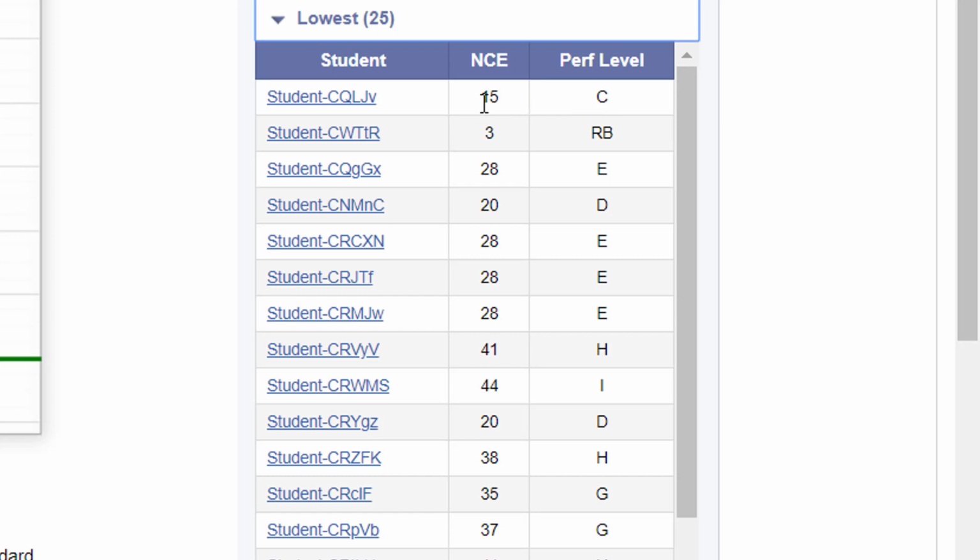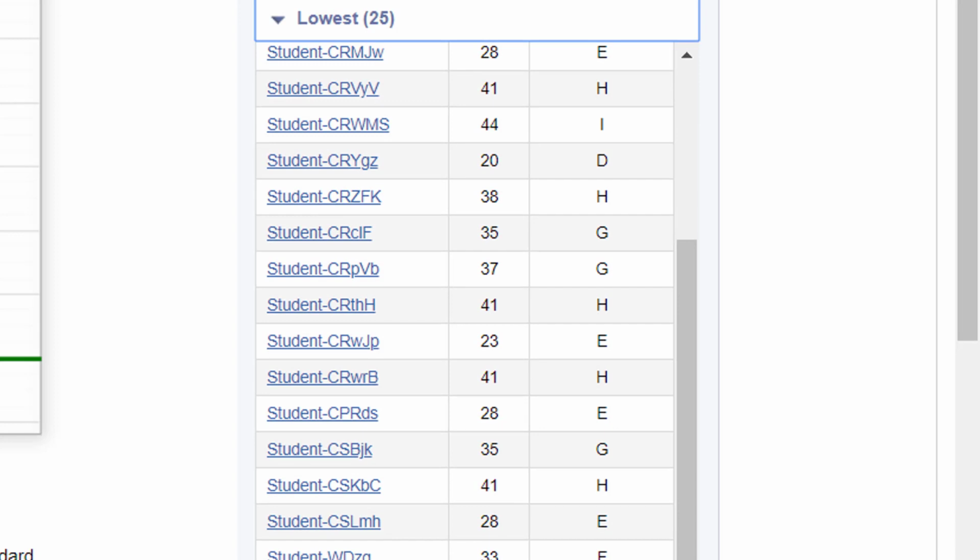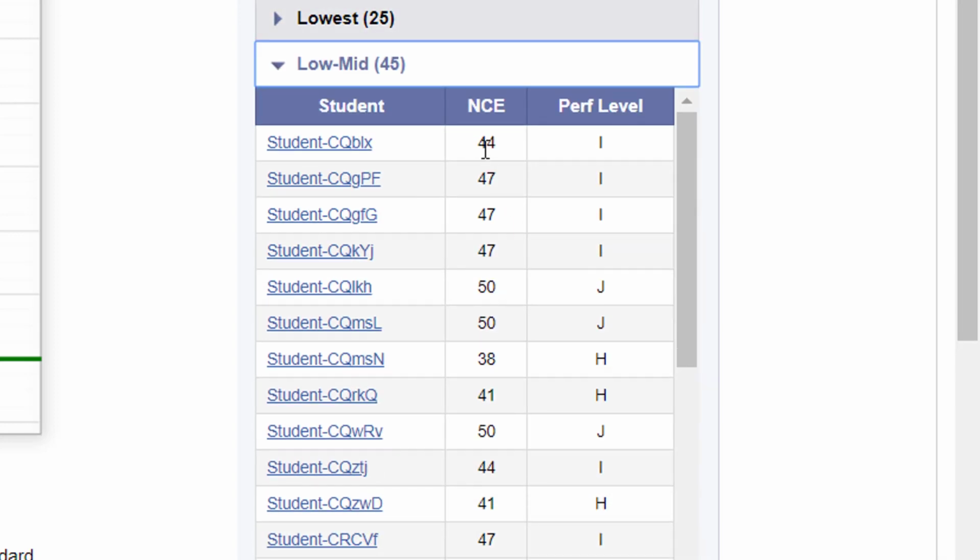So this student had an NCE of a 15. They had a performance level of a C in reading. This particular student had an NCE of a 3, which equated to an RB. This one had a 28, which equated to an E, a 20 to a D, so on and so forth. So I would go through each one of these levels, and I would write down the NCE and the corresponding reading level.